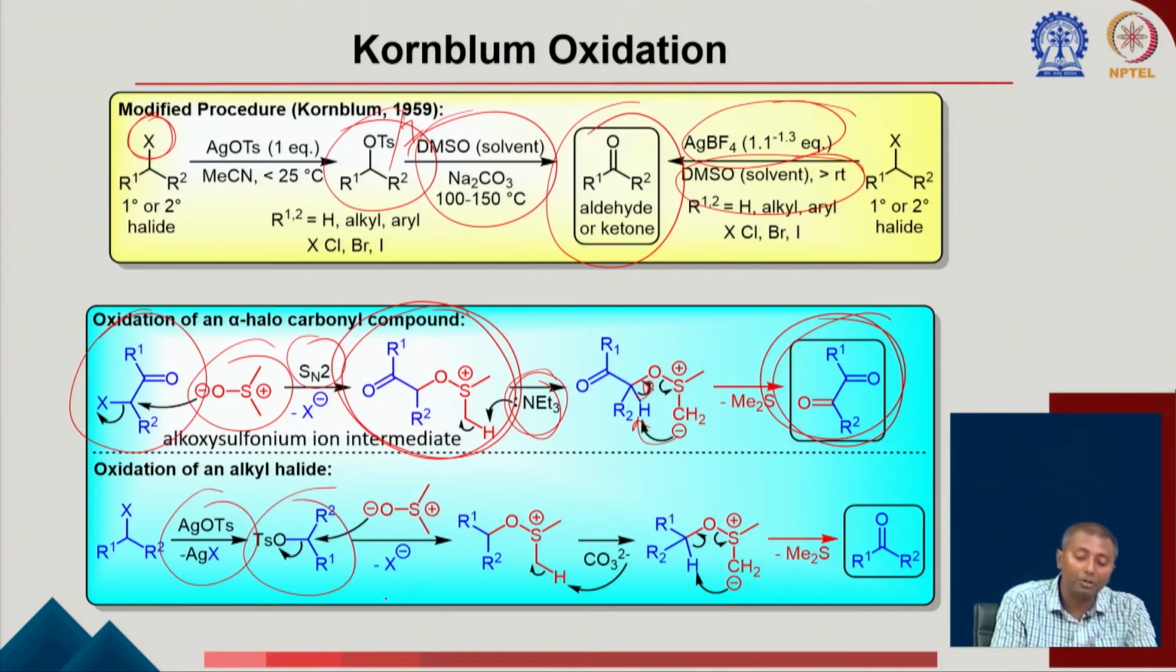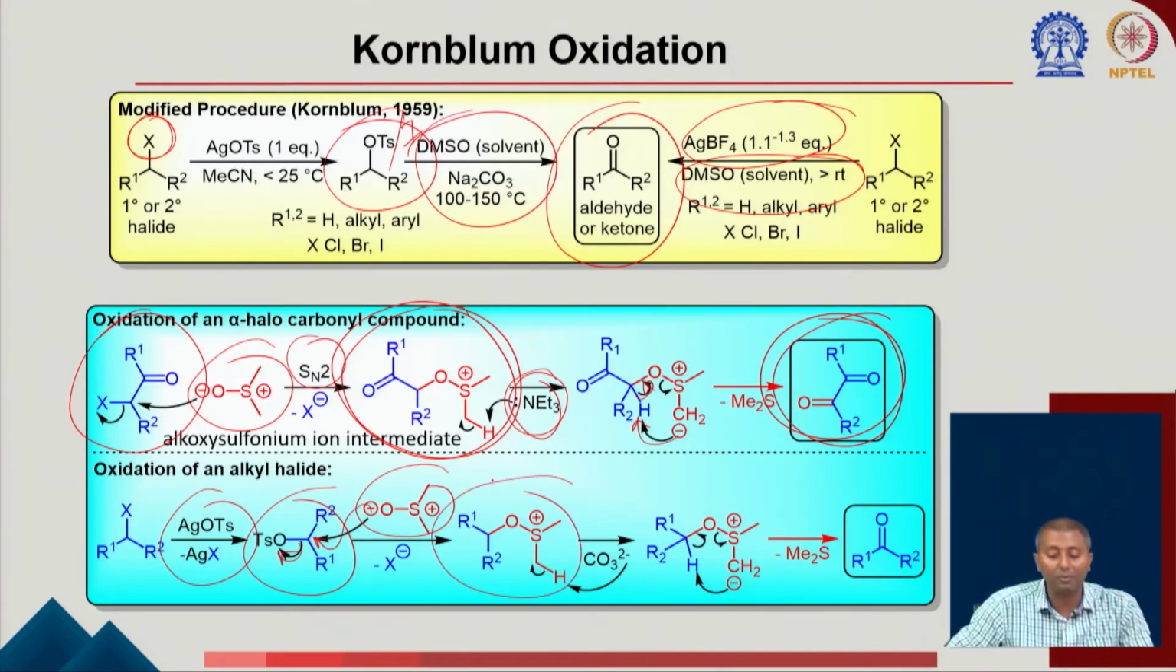Here again, once you have the tosylate, then the O minus is going to attack here, get rid of the OTs. You are generating again this alkoxysulfonium. Once you have the alkoxysulfonium, now you have this carbanion here, and you have the base which can get this corresponding carbanion, which can take this proton, form this carbon oxygen double bond and get rid of DMS, the dimethyl sulfide, to get to the corresponding carbonyl compound or aldehyde.